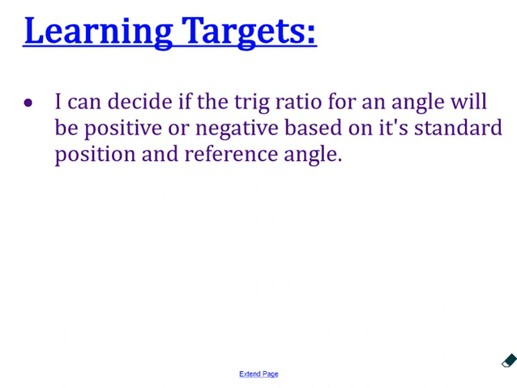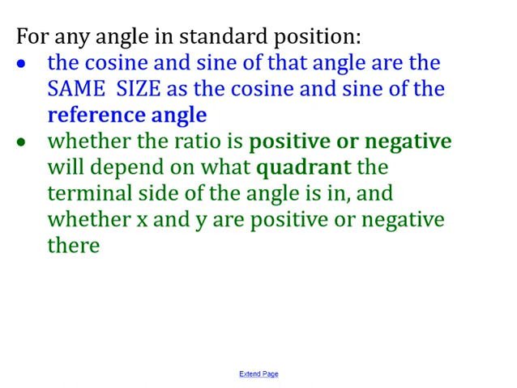Hello, this is another video in our series trying to explore what it means to have a trig ratio for an angle that is bigger than 90 or a negative angle, because those are outside of our right triangle. And that's where trig ratios come from, ratios of sides of right triangles. So how did mathematicians get trig ratios for these other angles that don't make sense in terms of a right triangle? What we've come up with so far is I can take any angle in standard position.